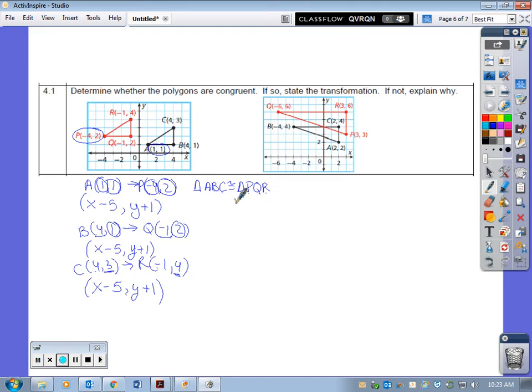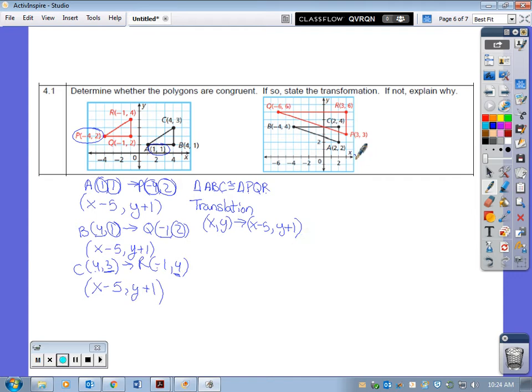Okay? So they are congruent, and it is a translation, so a slide, and our rule was from (x, y), it moved x minus 5 and y plus 1. Okay, so that's our reason. That is why. Okay. Let's take a look at this second one.